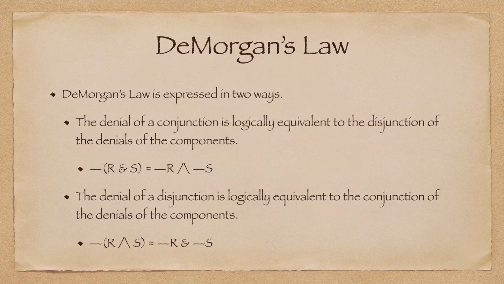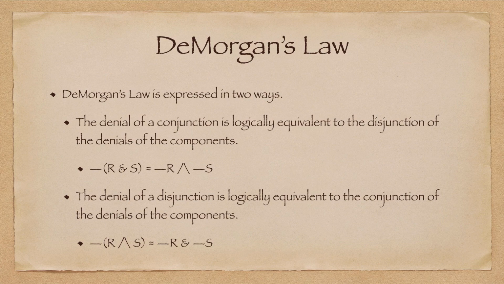Let's move on to our next law, De Morgan's law, which has 2 forms, one for a conjunction and one for a disjunction. De Morgan's law can first be expressed: the denial of a conjunction is logically equivalent to the disjunction of the denials of the components.